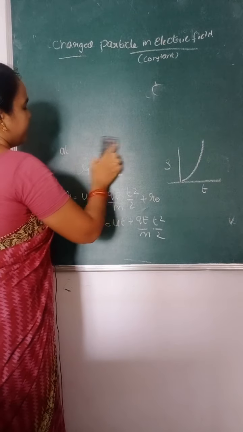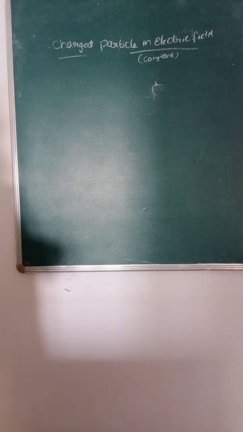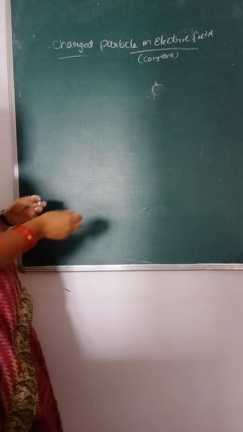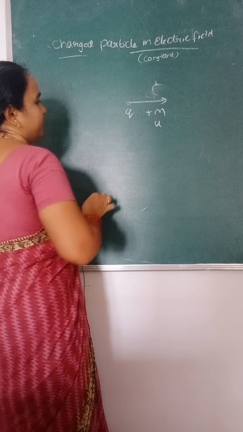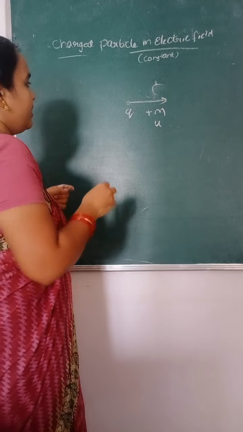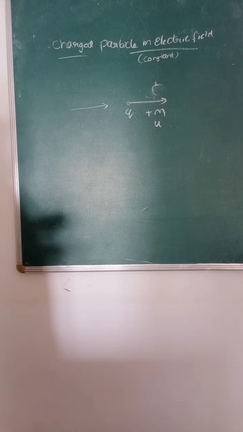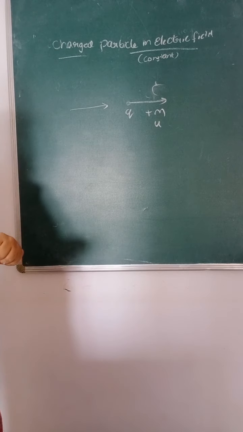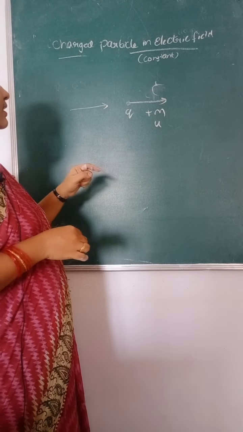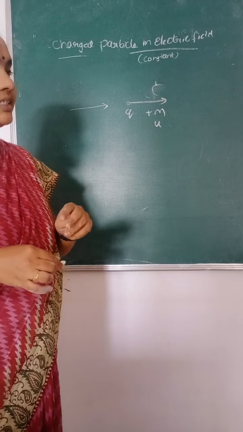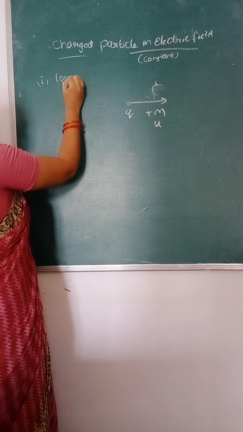There are two different cases. We can apply the electric field if the charged particle is moving with mass m and u is the initial velocity. We can apply the electric field either along the direction of motion of the charged particle, called a longitudinal electric field, or we can apply the electric field perpendicularly, a transverse electric field. So they can arise in two ways. The first part is when we have applied the electric field longitudinally.